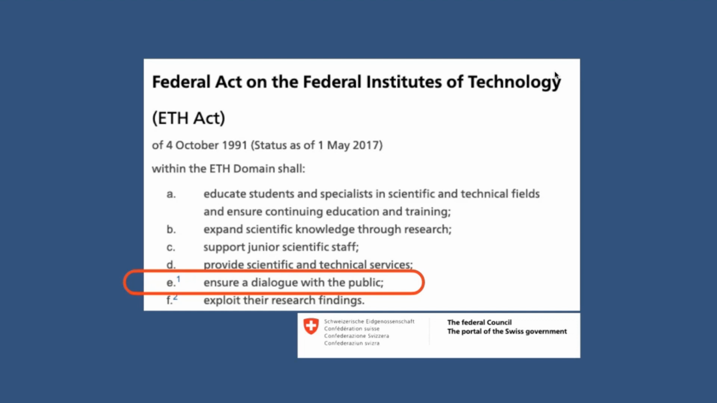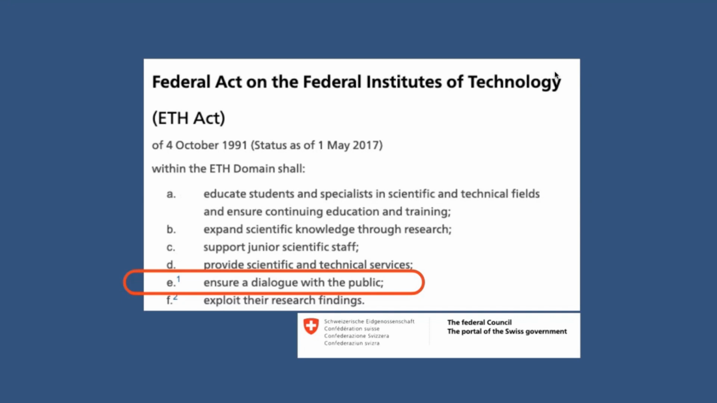You see that there has been a letter E inserted in the last decades. It's new, like innovation: ensure a dialogue with the public. So basically, it means the state is giving billions of francs to the domain of research in Switzerland with the request: please do education, research, innovation, but also communication. So it's really something that at the highest level is seen as something very important.